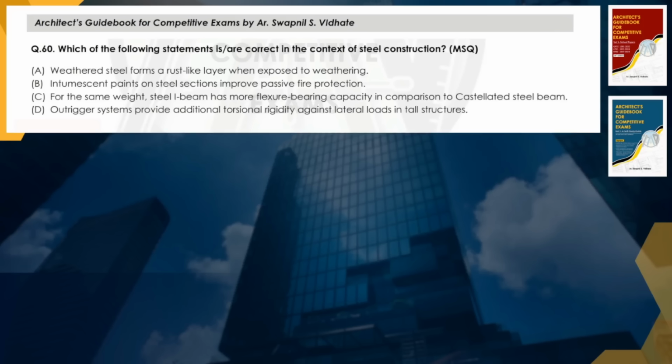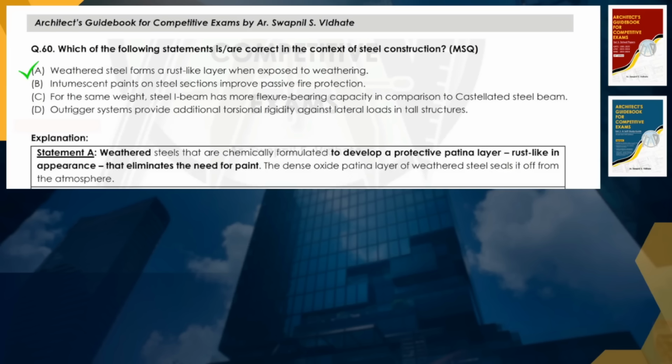Question 60, which of the following statements is or are correct in the context of steel construction? It is a multiple select question. Option A, weathered steel forms a rust-like layer when exposed to weathering. Option B, intumescent paints on steel sections improve passive fire protection. Option C, for the same weight, steel I-beam has more flexure bearing capacity in comparison to a castellated steel beam. Option D, outrigger system provides additional torsional rigidity against lateral loads in tall structures. Now, the questions related to weathered steel and intumescent paints on steel sections have been asked for the first time.